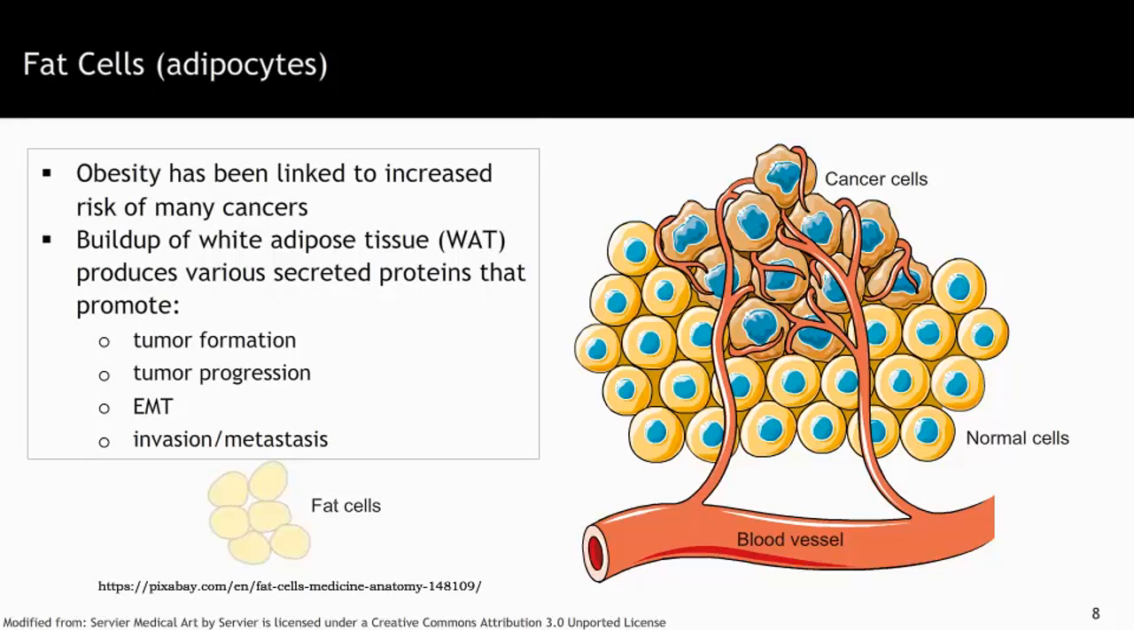Stores of fat cells are found throughout the body as well. Obesity has actually been linked to increased risk for many cancers, and obesity causes the buildup of adipose tissue, such as white adipose tissue, or WAT, which has been shown to produce secreted proteins that again promote tumor formation and progression, EMT, and invasion and metastasis.